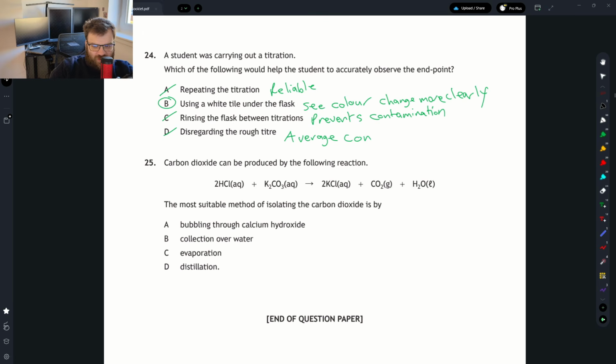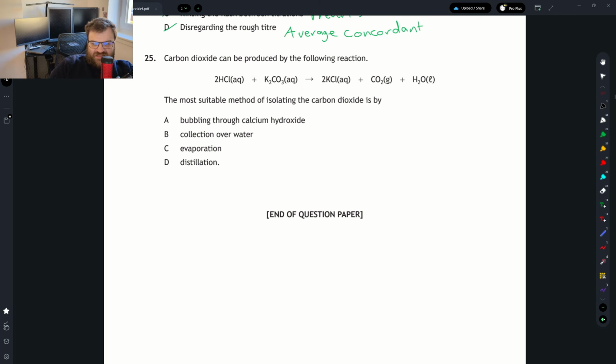Next one, we're trying to isolate carbon dioxide. Most suitable method for isolating a gas. So we've got a gas. That if you bubble it through hydroxide, well, calcium hydroxide, that would move water.